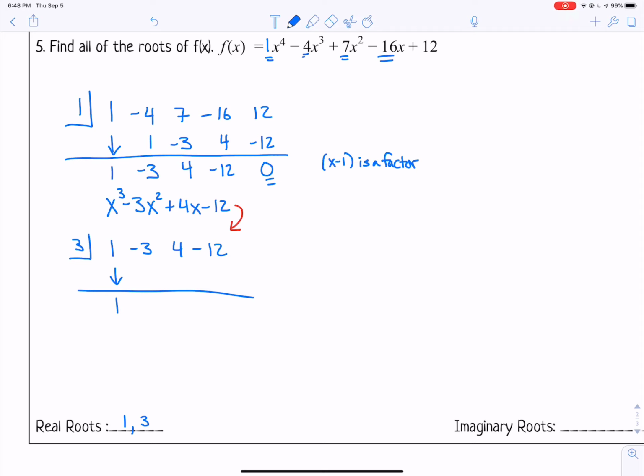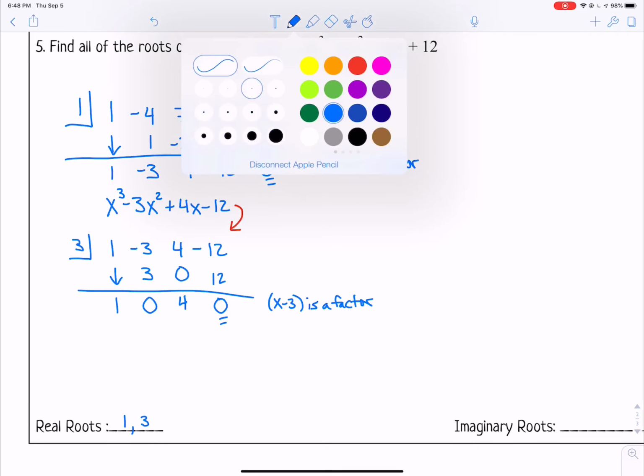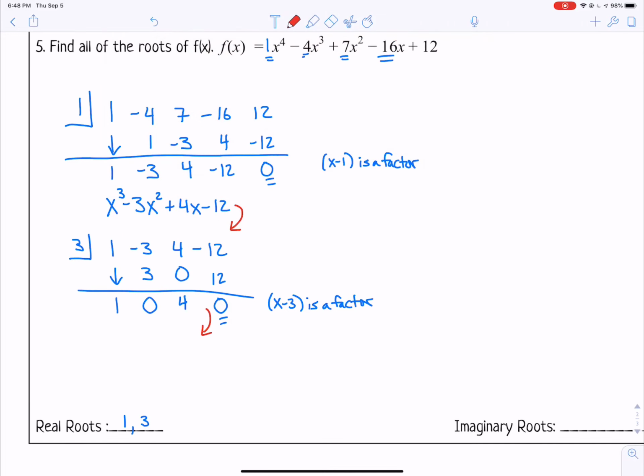So I'm going to bring down the 1. 1 times 3 is 3. -3 plus 3 gives me 0. 0 times 3 is just 0. 4 plus 0 is 4. 4 times 3 is 12. And once again, we know we should end up with no remainder because we know x minus 3 is also a factor. Now, what you have left is quadratic. So you have reduced a quartic polynomial pretty quickly to something quadratic.